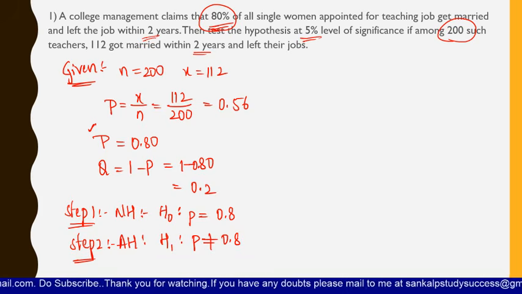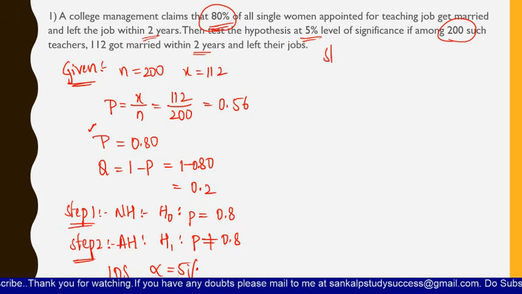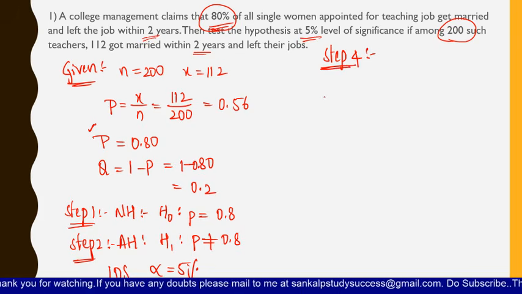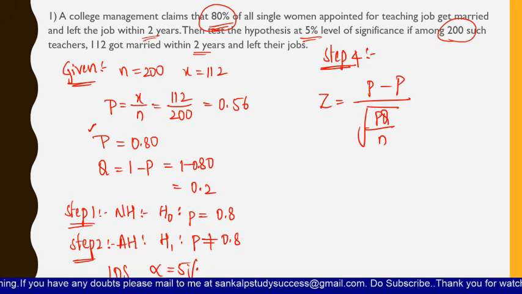Now coming to step 3, which is the level of significance alpha, which is already given in the question, which is 5%. Now we have to calculate the Z value. Step 4, test statistics, where Z is equal to small p minus capital P by square root of PQ by N, right? Now let us substitute.